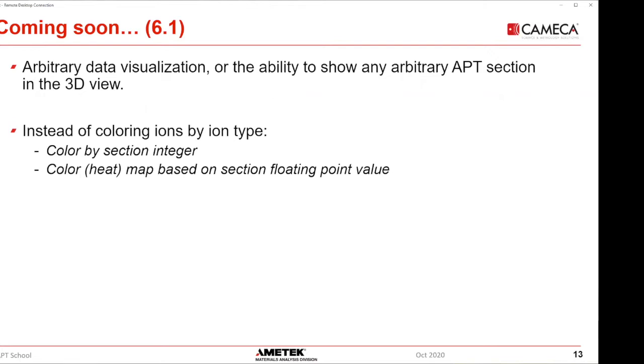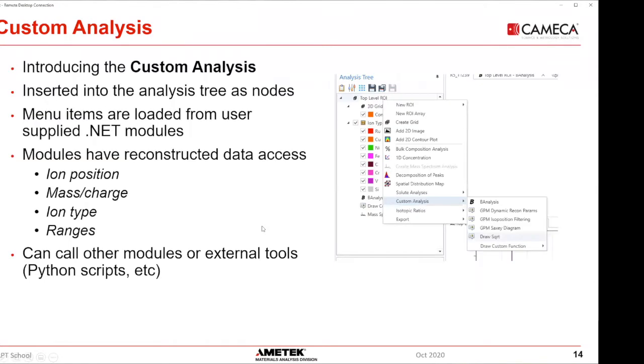You have to recreate them later, or you can actually write them to the file. So if you have something that's really easy to calculate, you don't have to waste all the disk space to write that column. You can generate it on the fly using our custom analyses, which are coming up here. So we're calling our analysis tree plugin the custom analysis.